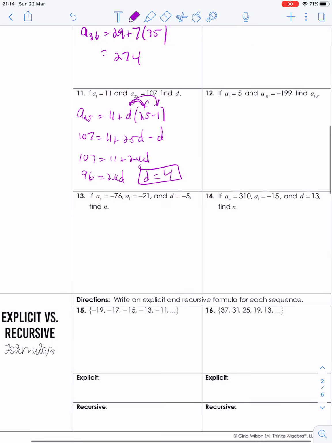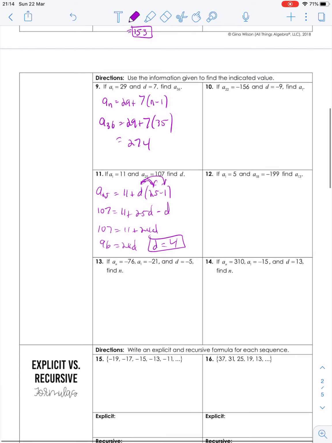All right. Let's do number 13. Oh, number 12 looks kind of tricky. Let's actually go back there. Yep, number 12. Let's do it. So we get A of 1 equals 5. A of 18 equals negative 199. We have to find A of 13. So this is a double stepper. So we do this to find D. And then once we find D, we find A of 13.